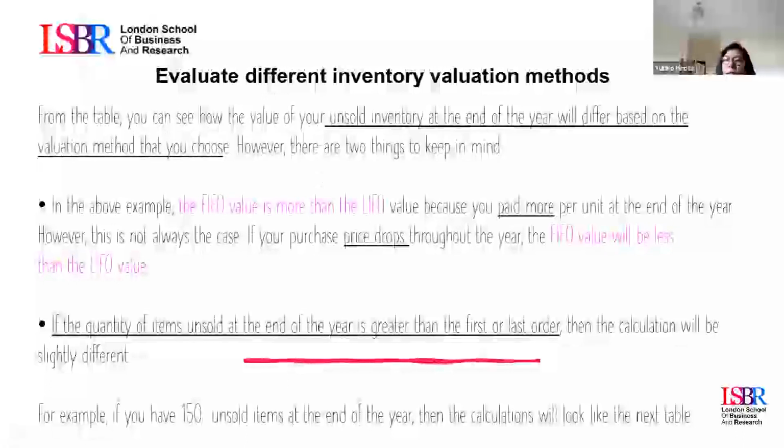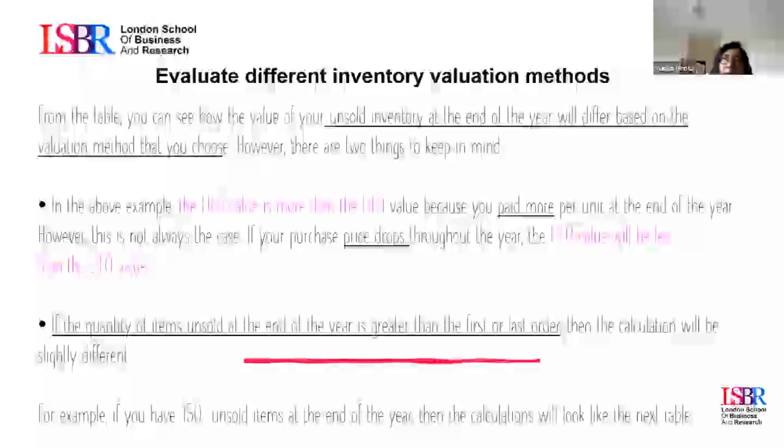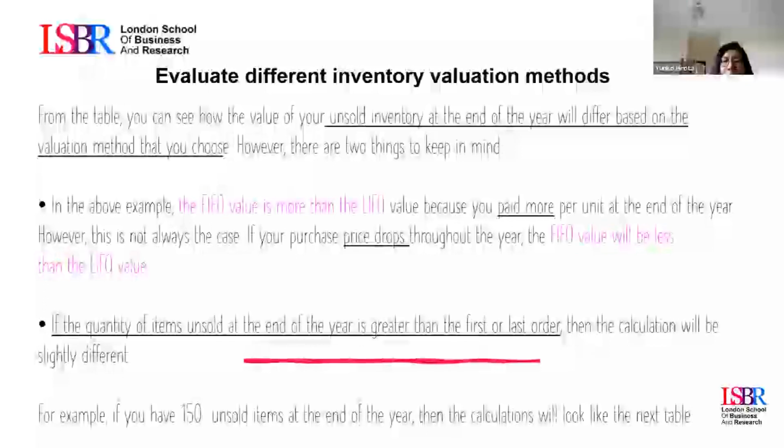So as you see in the example, when the FIFO value is bigger, it is because we bought items at a high price. But the opposite, when FIFO is less than LIFO, is because the items that we bought at the end of the year were more expensive.